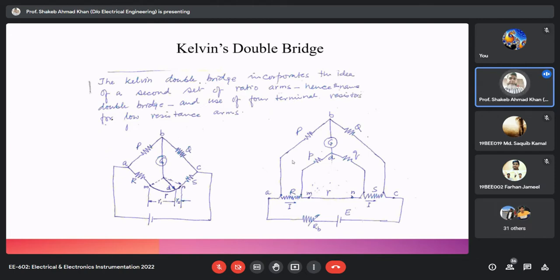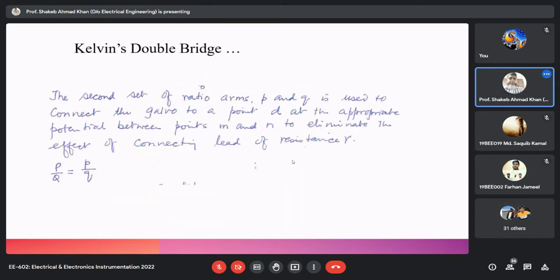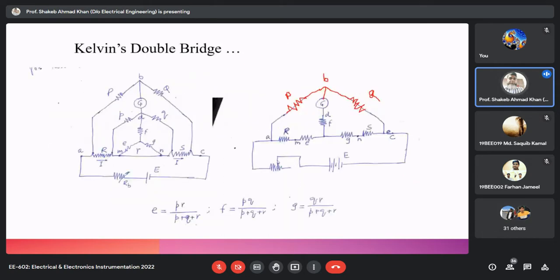Now we'll try to derive the balance equation for this bridge. There are many ways given in different books. The easiest method I found is in one of the books. If you look at this part of the bridge diagram, it is making a delta of P, Q, and R. This is R, this is P, and this is Q.